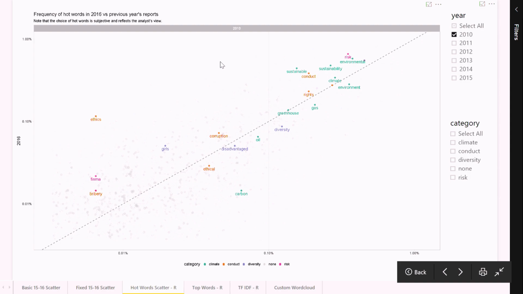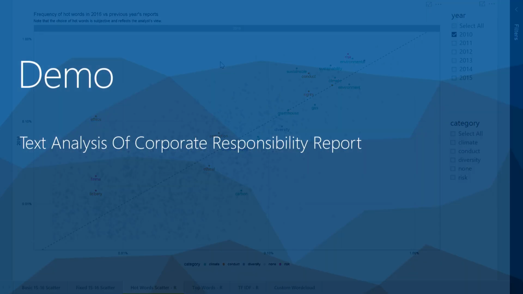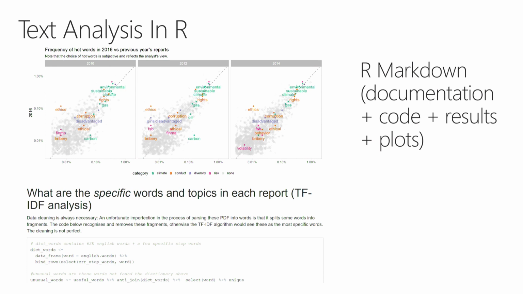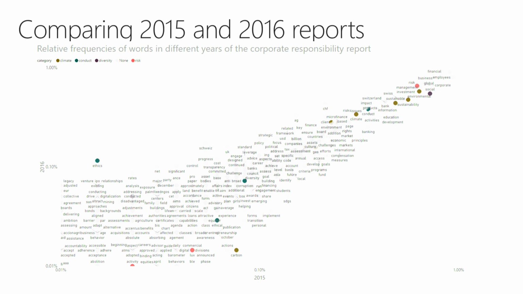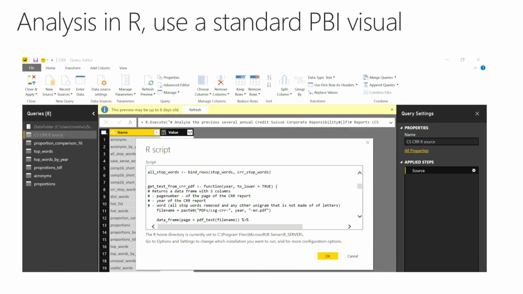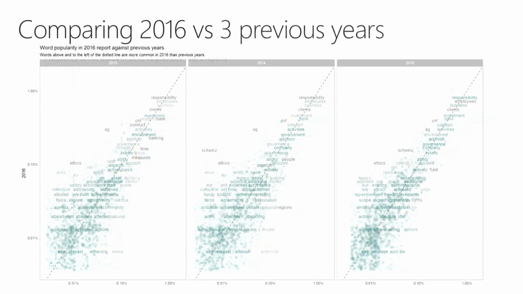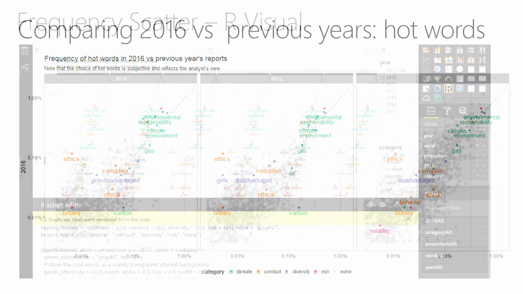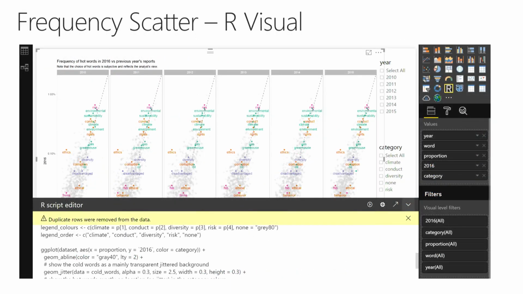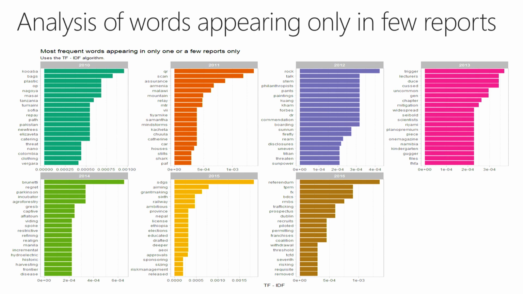So let's go back to the slides. If I press the button. So what we've shown is doing our Markdown, doing our development and our analysis in R. That's our Markdown. We've shown a standard report. We've shown that we're using the source data, using the R script as a source. And then we're able to produce these beautiful charts in Power BI. There we go.